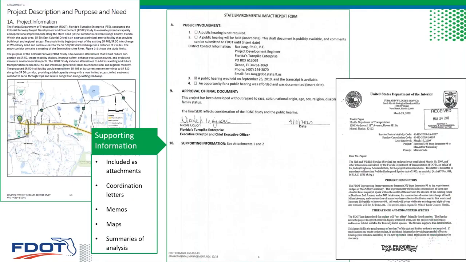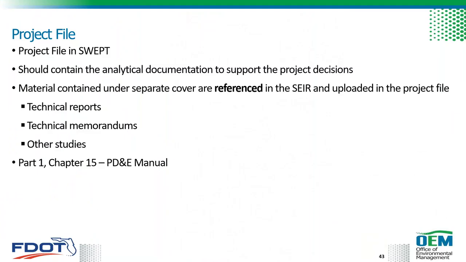Documents referenced in the supporting information section of the form are included as attachments. And these may include those coordination letters, memos, maps, and the summaries of the environmental analysis. And the project file is maintained and swept and should contain the analytical documentation to support the project decisions. So technical reports, technical memorandums, and other large studies are considered technical materials, and they're not really attached to the SEER. Instead, they are referenced and they're uploaded to this project file. Part 1, Chapter 15 of the PDE manual discusses this in more detail, and Pete is going to be covering this here pretty soon.